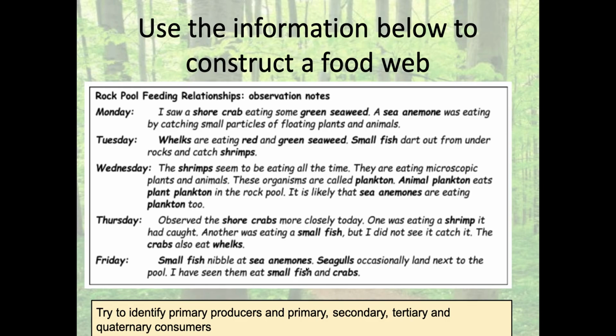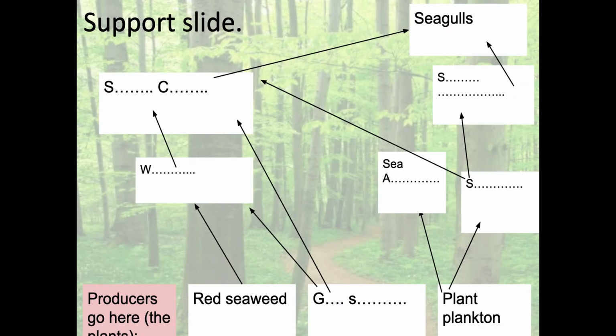So, first thing to do, list all of the organisms. Second thing to do, decide what kind of level they are. Which trophic level are they on? Are they producers? Are they primary, secondary consumers? Tertiary, quaternary consumers? And once you've done that, you can lay them out in levels and put it all together, something like this. Then you can fill it in. So you get your producers on the bottom, you can fill in the gaps.